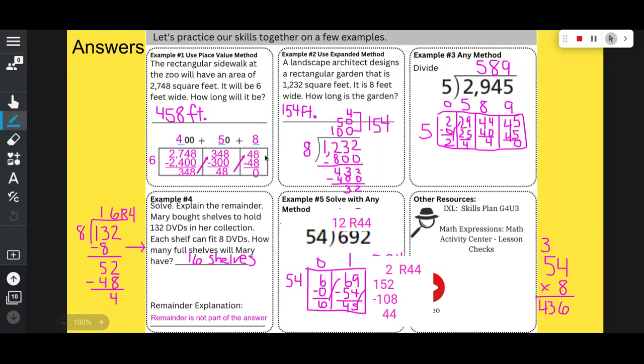We bring the 48 next door. 6 goes into 48 8 times. 8 times 6 is 48. And we get 0 left over. So we get an answer of 458 feet.